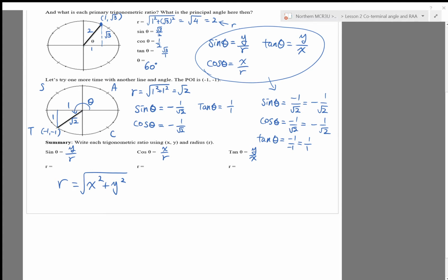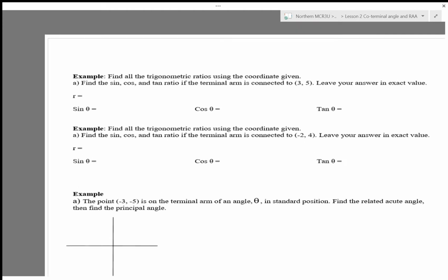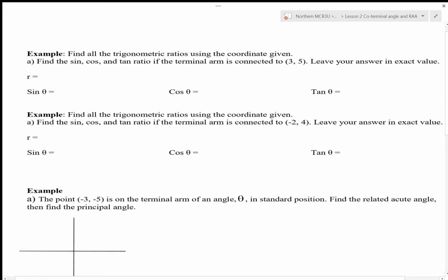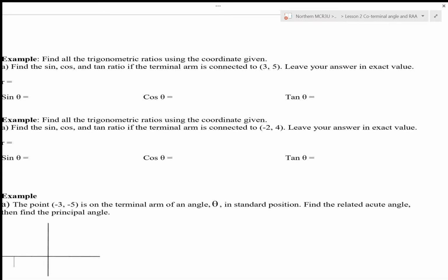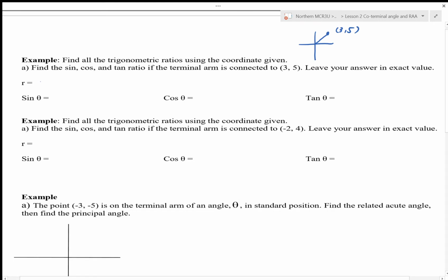Now, going to the next slide, it's all practice. It says find the sine, cosine, and tangent ratio if the terminal arm is connected to 3, 5. Just to make sure, what I do is draw the Cartesian plane and then put the arm, and we know that this is 3, 5. So my r is going to be the square root of 3 squared plus 5 squared, which is 9 plus 25, and that gives me square root of 34.